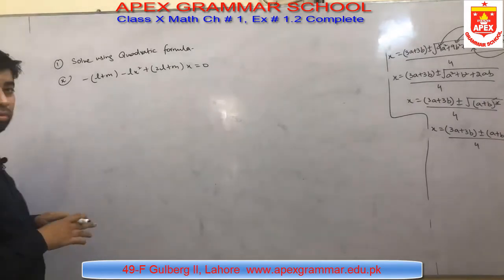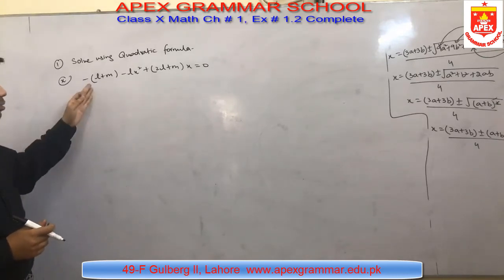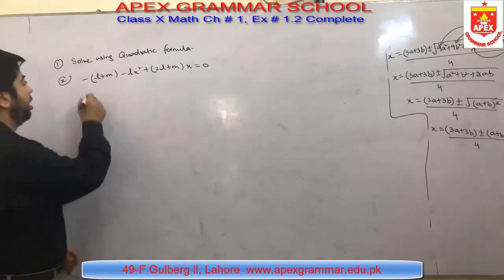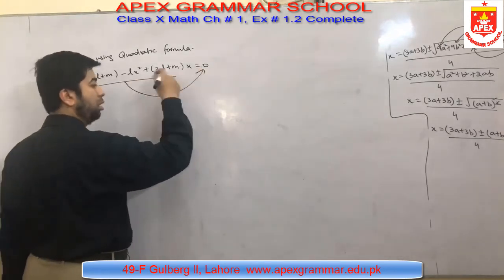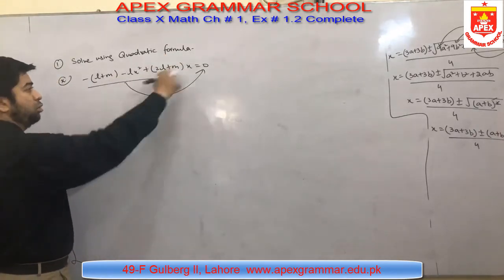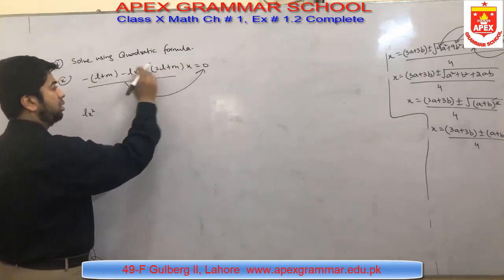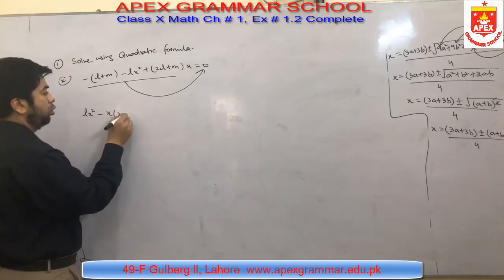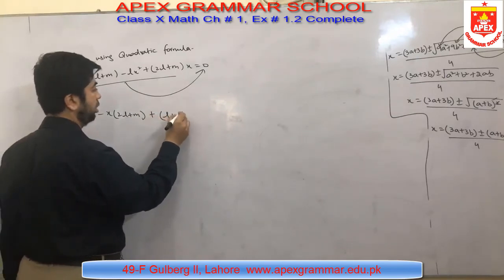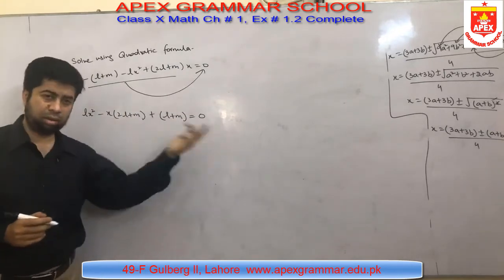Is this in the general form? No. You see that this x square coefficient is negative. So we just have to make it positive by moving all these values towards the right hand side. So after pushing to the right hand side, this negative l x square becomes positive l x square. This plus (2l plus m) x becomes negative (2l plus m) x. And this negative (l plus m) becomes positive (l plus m) is equal to 0. The 0 sign is on this side or on that side.